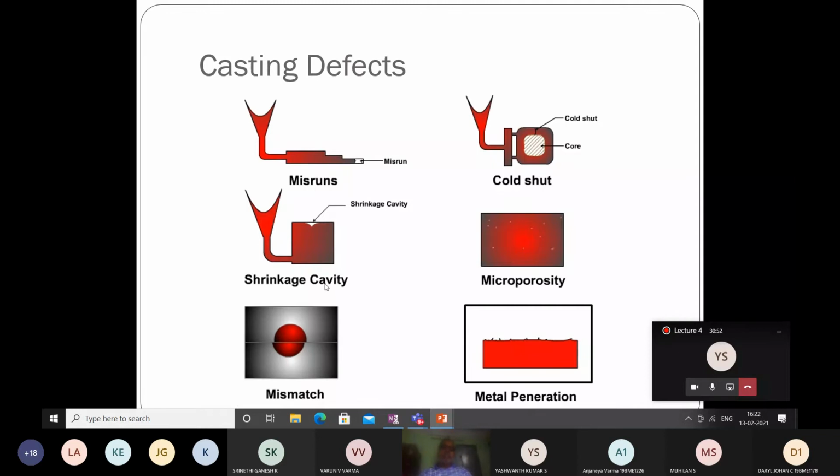Next, shrinkage. As I told you, you have to plan properly. During heating the metal will expand, and during cooling or solidification the metal will contract. That is basic physics. So shrinkage should be designed for properly, otherwise a cavity will come. Initially we have to be very careful with the design, otherwise shrinkage will take place. Small area shrinkage is a defect, and this is called shrinkage cavity.